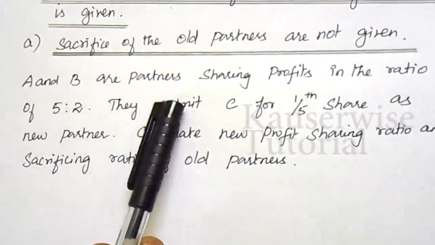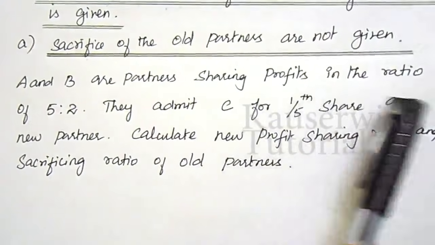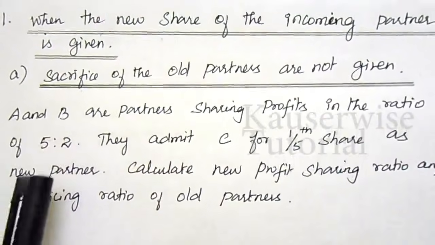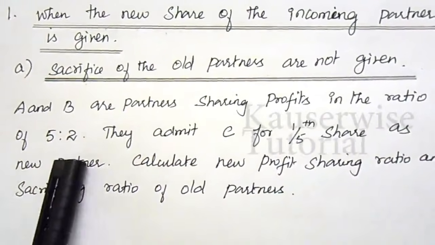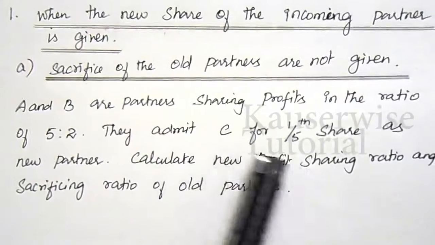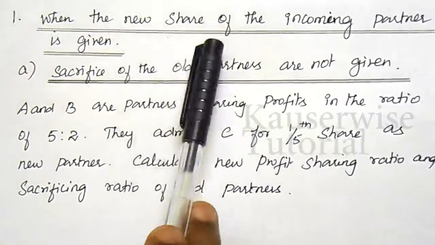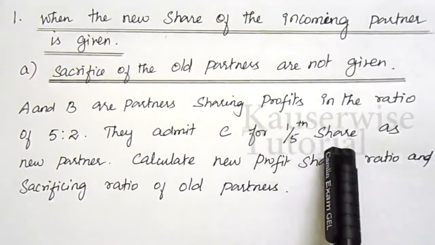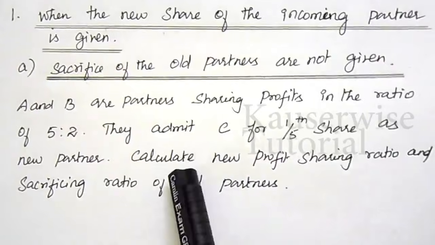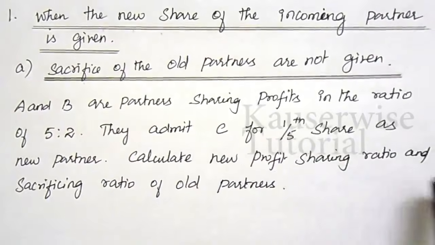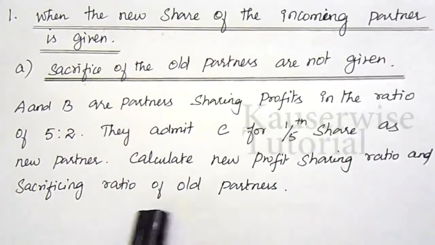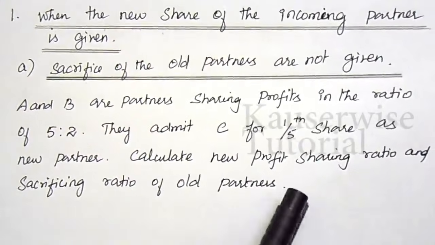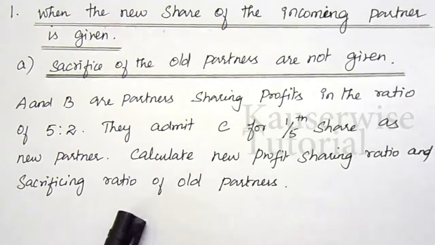A and B are partners sharing profits in the ratio of 5:2. So old partners are A and B, and their old ratio is 5:2. They admit C for 1/5 share, that is, the new share of the incoming partner is given. So the new partner's share is 1/5. Calculate the new profit sharing ratio and sacrificing ratio of the old partners. So with this information they ask you to calculate the new profit sharing ratio and sacrifice ratio.